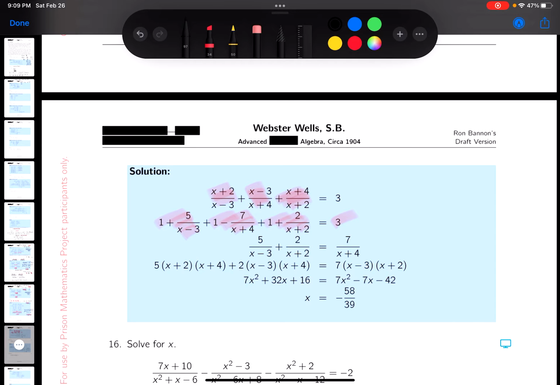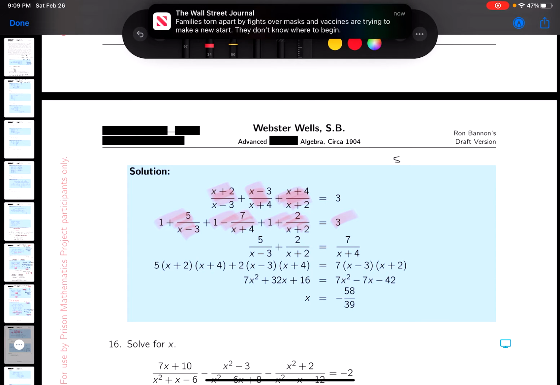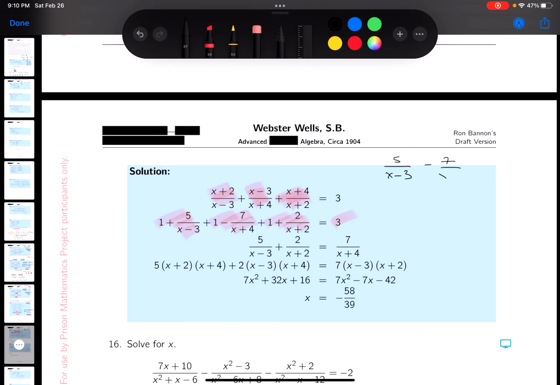I'm left with 3 terms now. So I'm left with 5 over x minus 3. I'm left with minus 7 over x plus 4. And I'm left with 2 over x plus 2. And of course, it's equal to 0. And then what I did was I decided to keep these 2 terms on the left side and bring this one over here by adding it to both sides. And that's how I got to that stage over there.